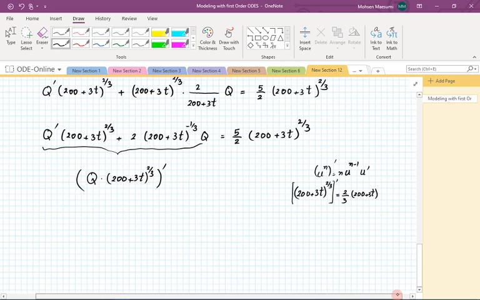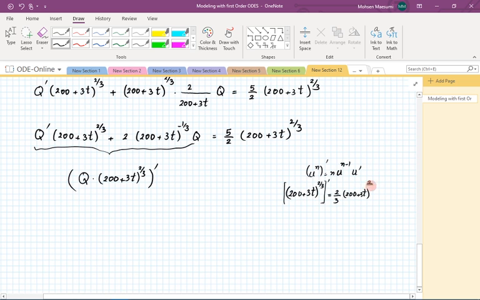So we need a bit more room here. 2/3 minus 1 times the derivative of the base. Derivative of the base is 200 plus 3t prime. That's the power rule. Well, this is 2/3. This is 200 plus 3t to the power of minus 1/3. Derivative of that is simply 3. 3 and 3 cancel each other, and I get 2 times 200 plus 3t to the power of minus 1/3.